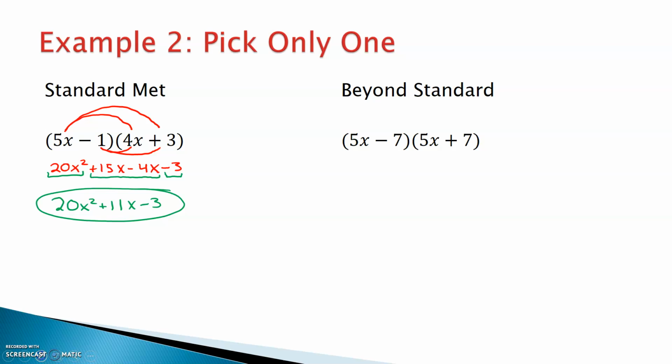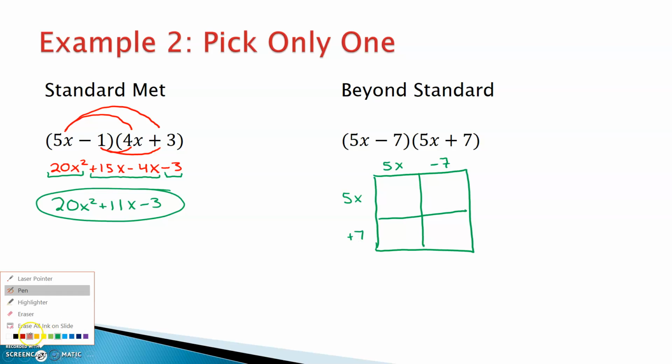All right, let's go beyond standard. I'll do Punnett square for this one, like I said. And again, you should get the same answer whether you use double distribution or Punnett square. So first binomial, let's write up top 5x, and that's a negative 7. On the left, we put another 5x, and this time it's a positive 7. Now again, it's kind of like you're double distributing, just kind of secretly, in boxes. So 5 times 5 is 25, and then x times x gives us x to the second.